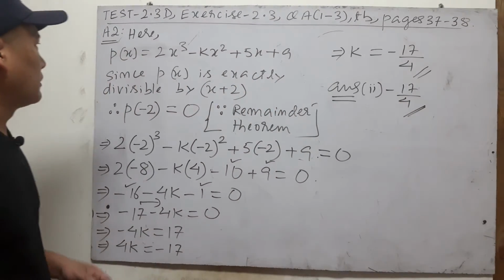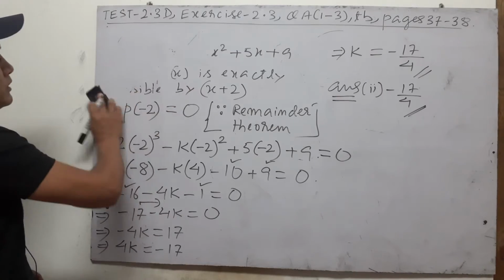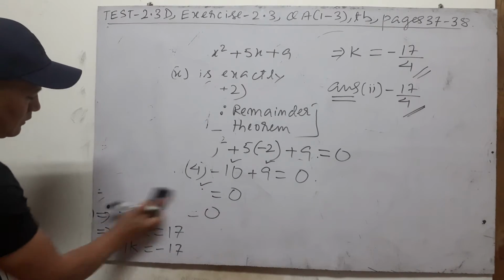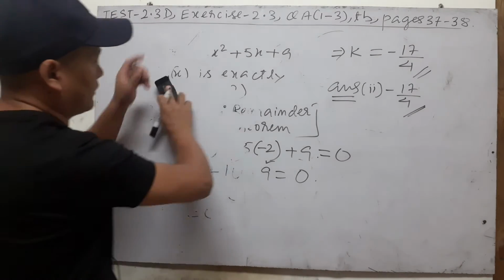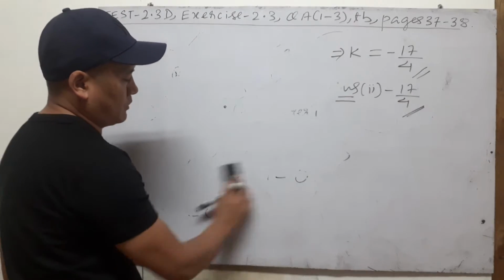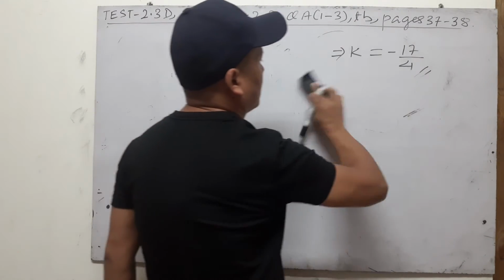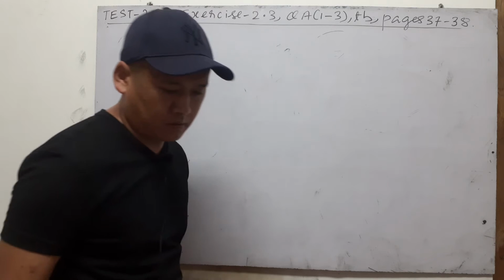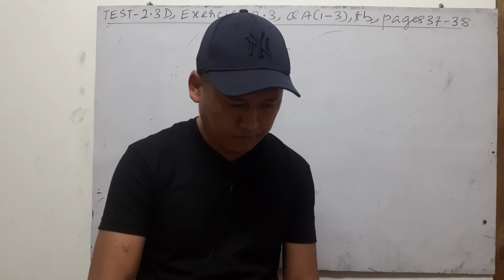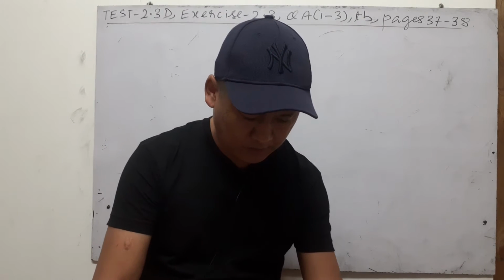So A2 is also done. One more last question. Okay, so let us do that. A3. After that, you can give this test 2.3D. Okay, so A3. Let me see here, A3.